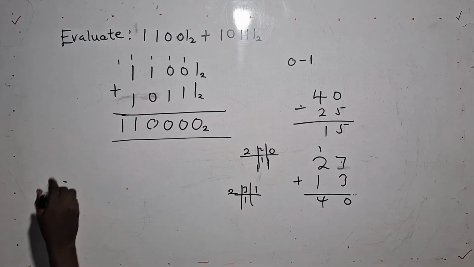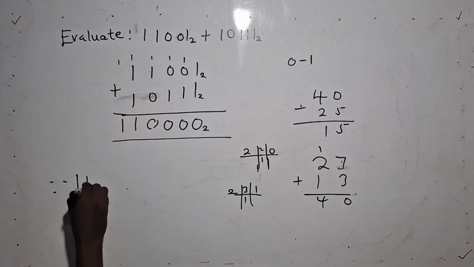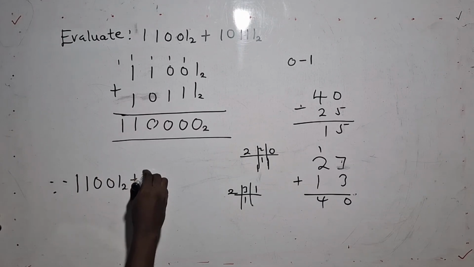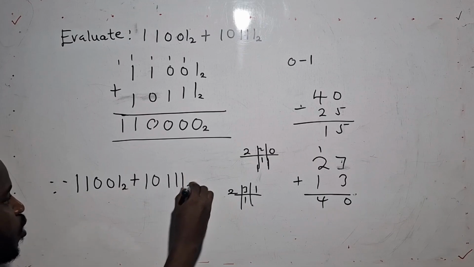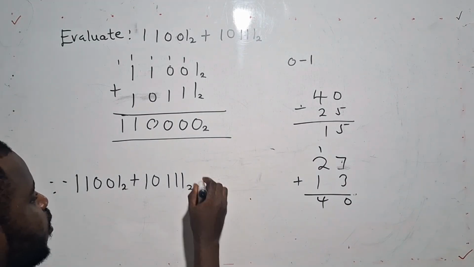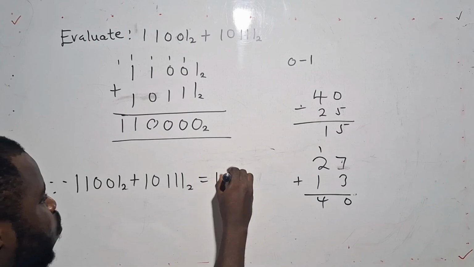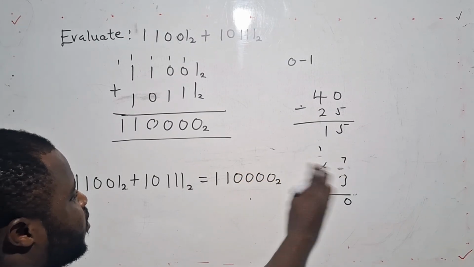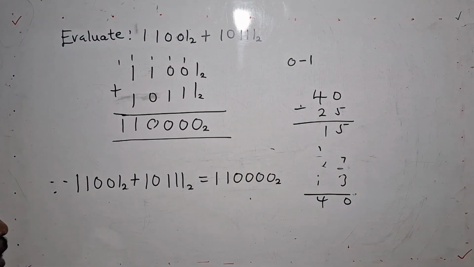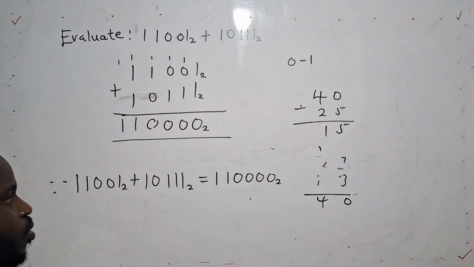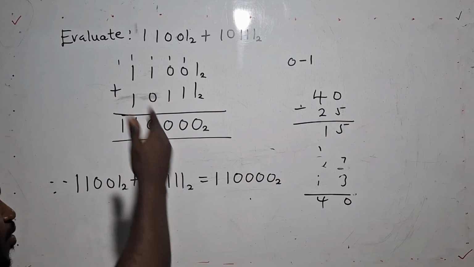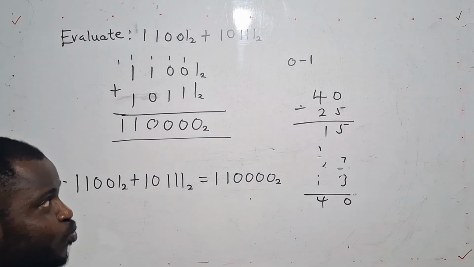Yes, so therefore, 11001 base 2 plus 10111 base 2 will be equal to 110000 base 2 as our final answer. And I've told you, when you get 2 in your answers, you should know that you are wrong. Yes, you should know you are wrong. So the final answer is 110000 base 2.